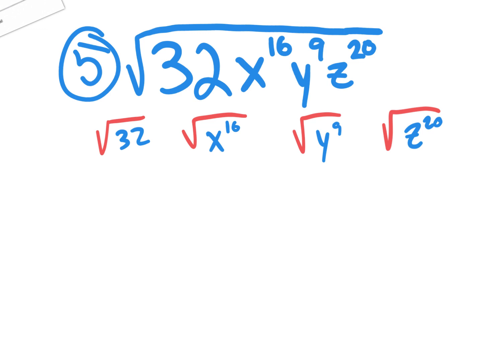Out of those four, which one's like super easy to do? The x and the z, right? Those are easy, right? Because remember, the square root is the power of 1/2, and this is divisible by 2. So what's the answer to this already? X to the 8th, right? X to the 8th. And what about this guy over here? Z to the 10, right? Like those are like ridiculously easy, right?